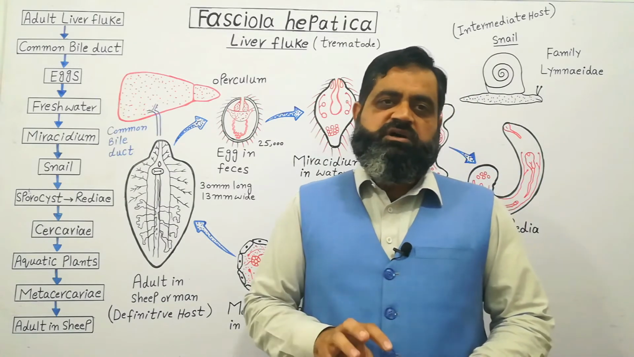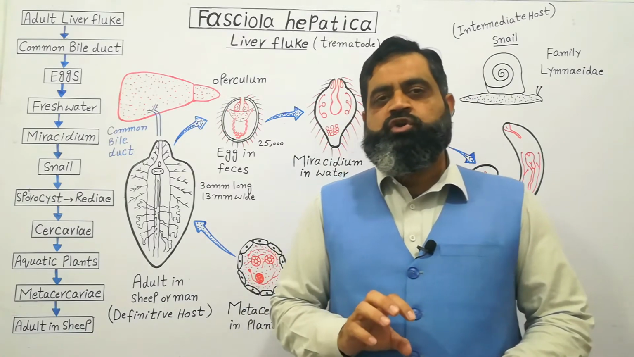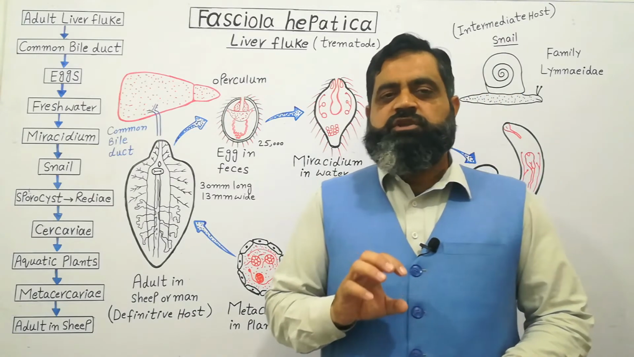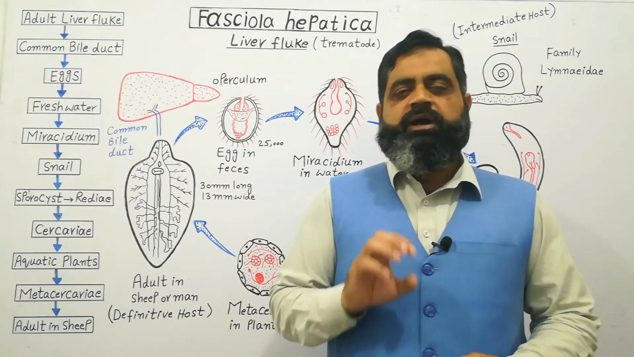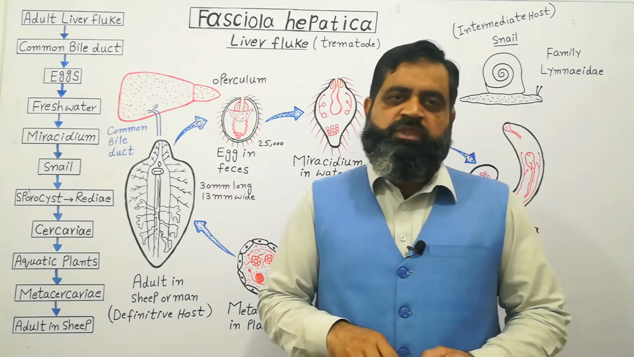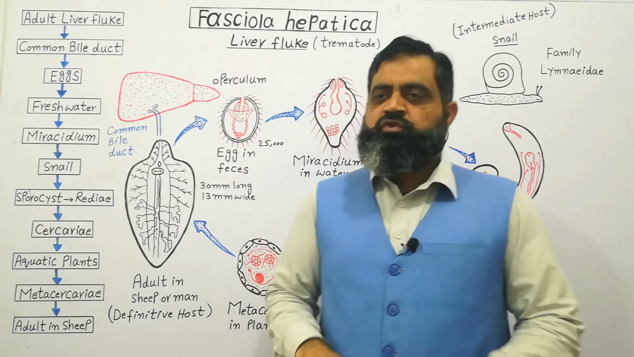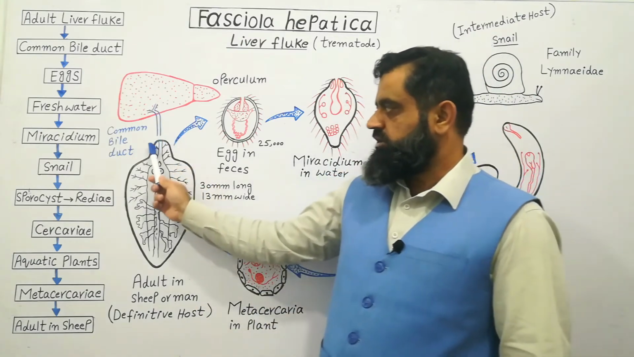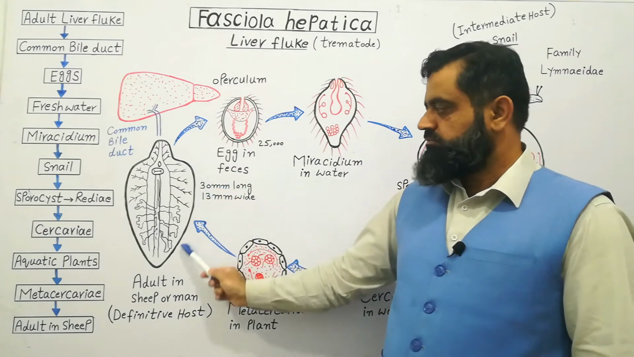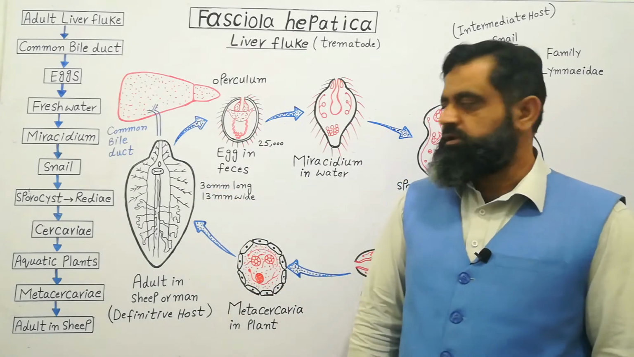So the cycle starts in the adult body of a sheep because this liver fluke lives in the bile duct of sheep, buffalo or human. First of all, we will look at the structure of a liver fluke. This is a structure of a liver fluke, Fasciola hepatica.